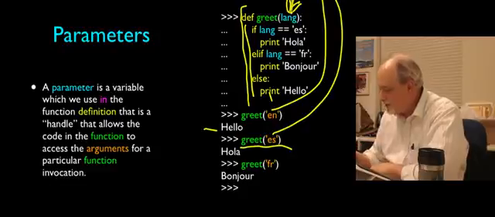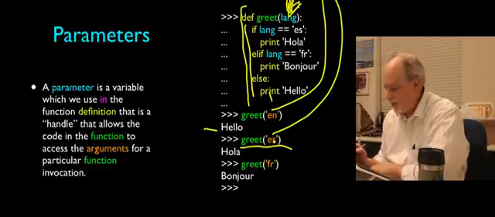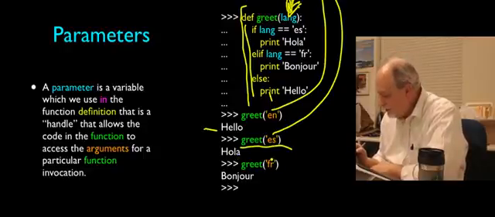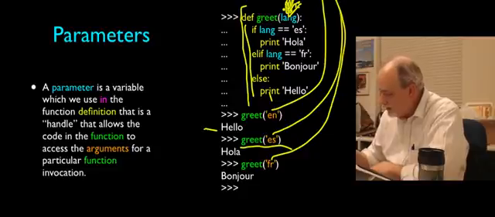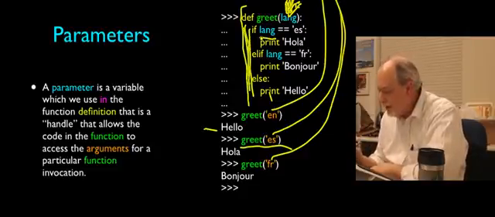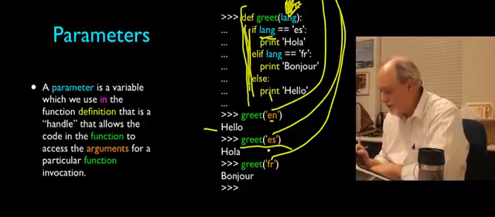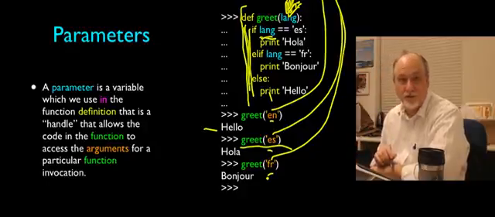Now later we can say, oh, I would like to do a greeting, but this time I'm going to pass es in as it. So lang becomes, for this execution, es. And then it prints out hola. And then the next execution, lang is fr. So it executes this 3 times, but lang is different each time because we've passed in different parameters each time.